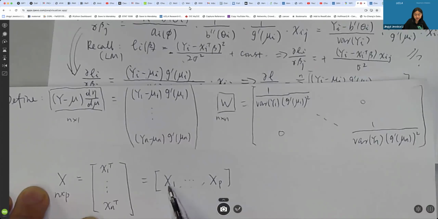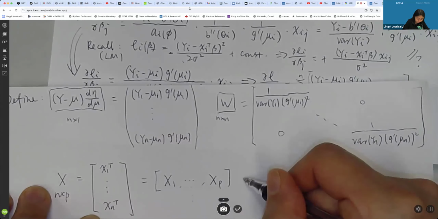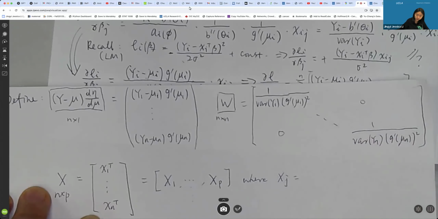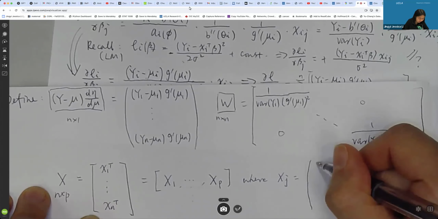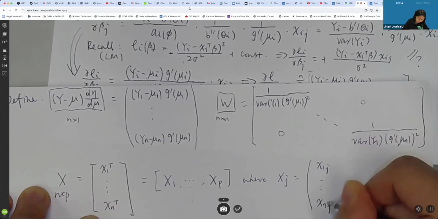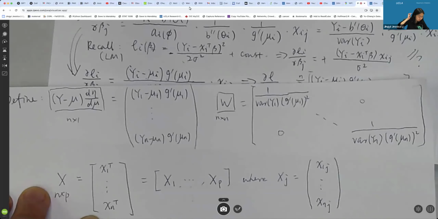So please note that here x1 is just the intercept. I didn't try to differentiate between intercept and predictors. I keep them all here. But specifically, when we write out xj, it's a column vector. It's basically x1j up to xnj. So these are the notations I want you to be familiar with.